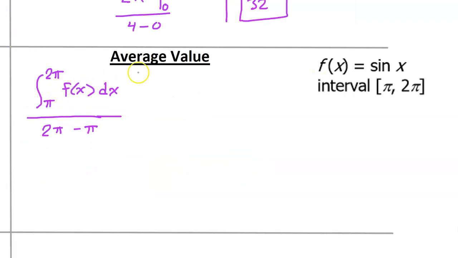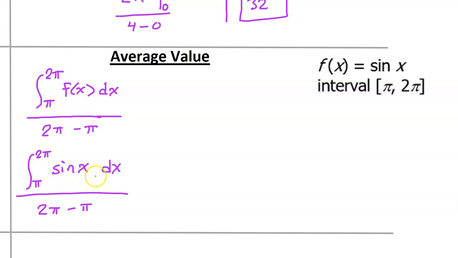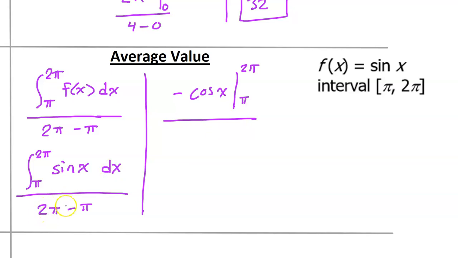Here is the setup for average value. It's the integral divided by the interval. f of x is sine x. So now we have this. The antiderivative of sine x is negative cosine. So I'm going to have negative cosine of x in the numerator, but I will need to evaluate this from pi to 2 pi. I need to use my limits of integration. And all of this will be over 2 pi minus pi.